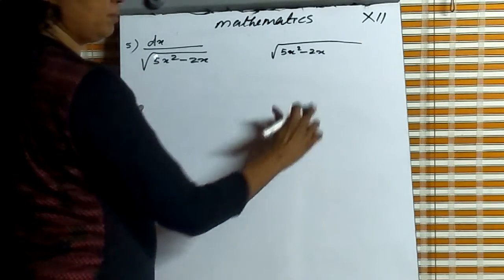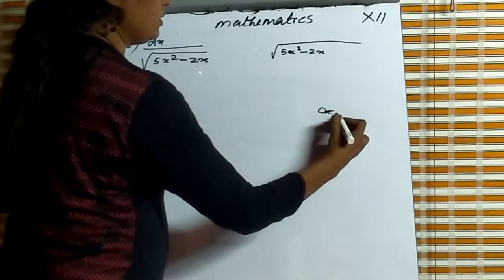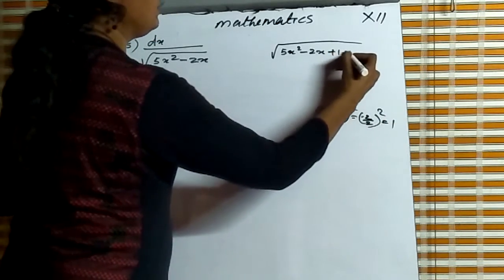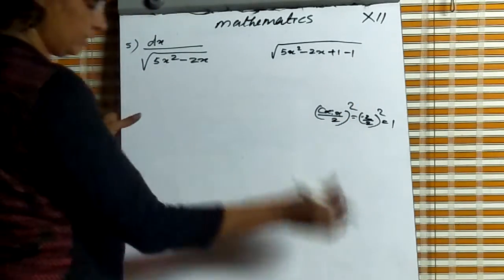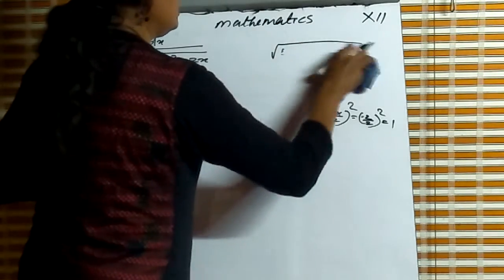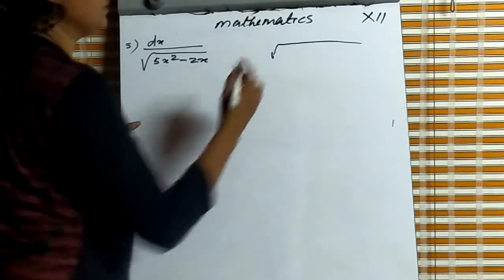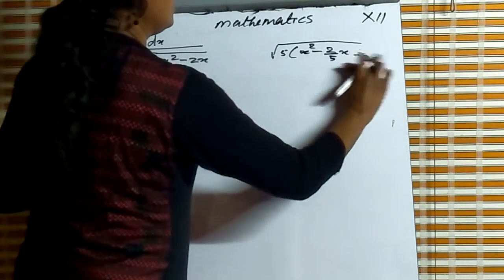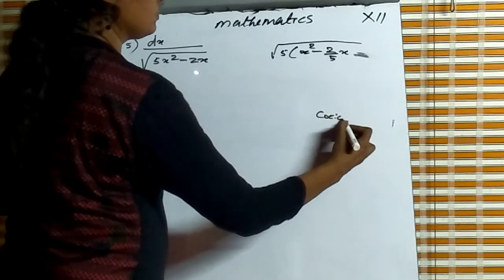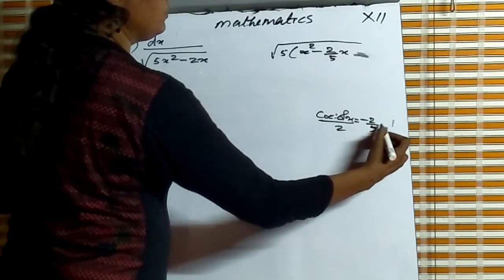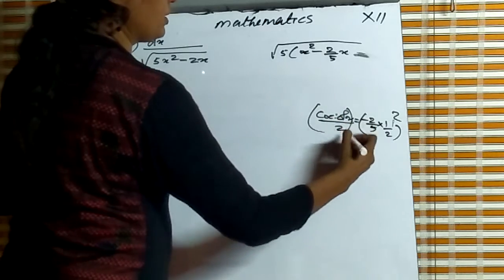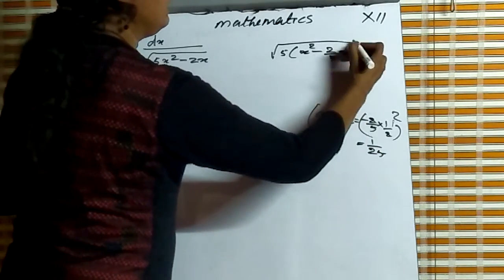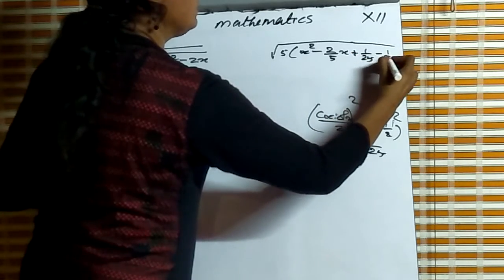Coefficient of x is minus 2. Minus 2 by 2 whole square is equal to 1. We add 1, subtract 1. Sorry, here our x square term contains 5, so we take 5 outside, then x square minus 2 by 5 x. Now, coefficient of x term is minus 2 by 5, division by 2 means into 1 by 2, 2 cancelled, minus 1 by 5, square is 1 by 25. We add 1 by 25 and subtract 1 by 25.